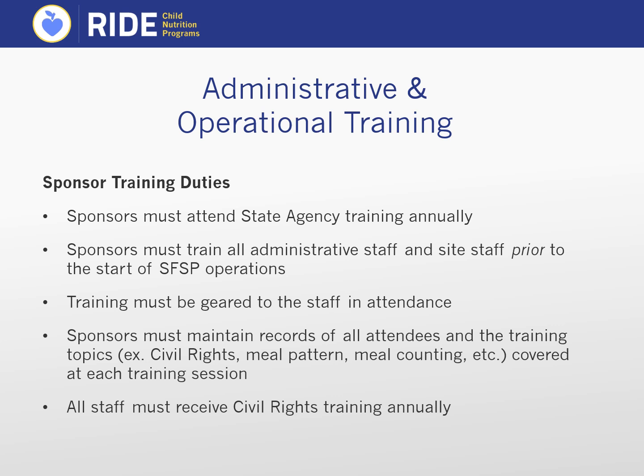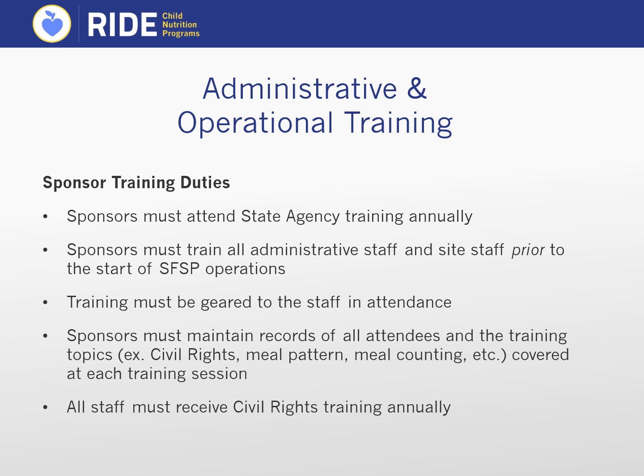In order to be approved to participate in the SFSP, new sponsors must complete all new sponsor training materials. Every year after that, all sponsors must attend a mandatory annual training hosted by the state agency. This applies to both new and returning sponsors. In addition to attending state agency-provided training, as a sponsor, you are also required to train your administrative and operational staff prior to the start of your program. The topics that staff get trained on should pertain to their specific responsibilities within the SFSP. Therefore, not all staff need to be trained on every aspect of the SFSP. However, all staff are required to receive civil rights training annually, regardless of their responsibilities within the program.